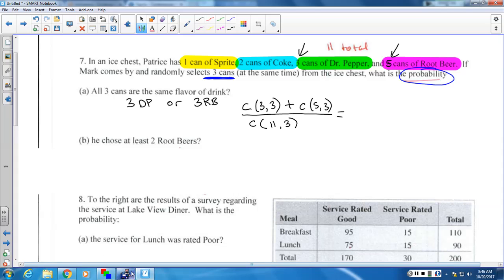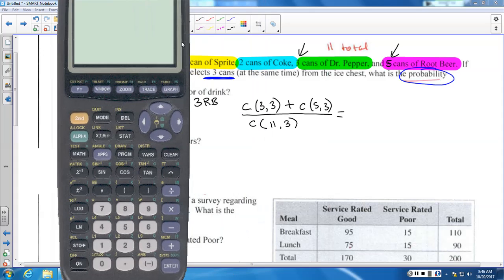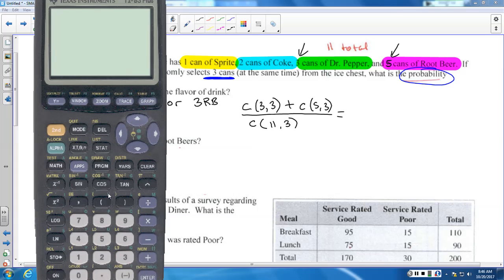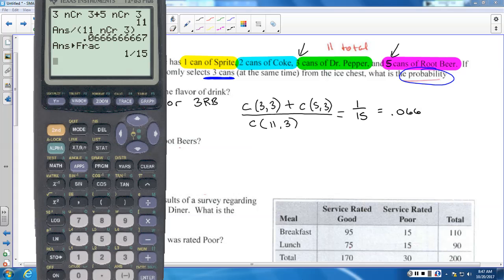So I'm going to put this in my calculator. You have to be careful putting this in your calculator. If you just type it all in at once with no parentheses, it's going to do order of operations for you that you don't like. So I would say do the numerator first, and hit enter, and then divided by, and then do the denominator. And we get either 1/15 or 0.0667.